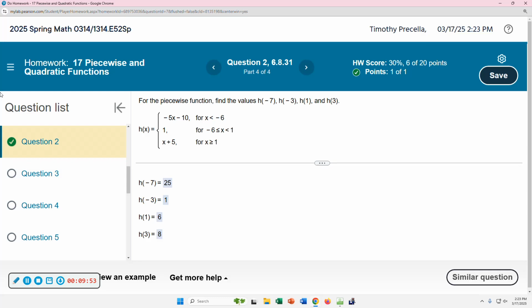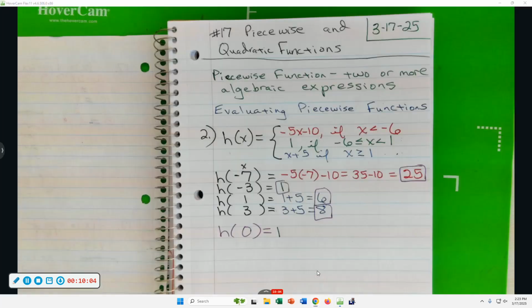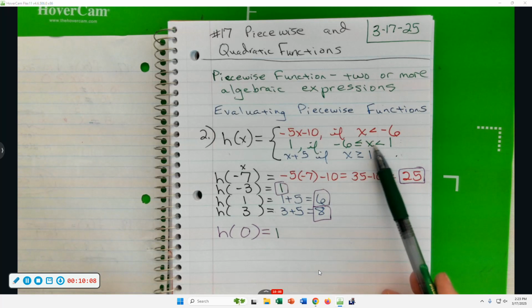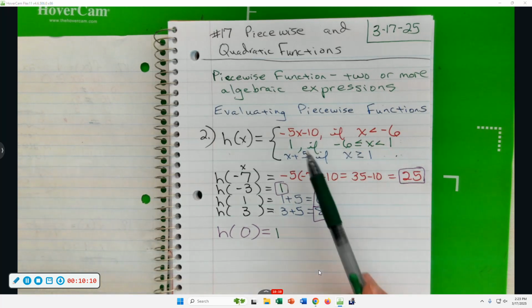Just that one, 1. There's no variable to plug into. It's just a 1. Oh my goodness, thank you. That's going to be, okay. 0 is between -6 and +1, so the y value is a +1.